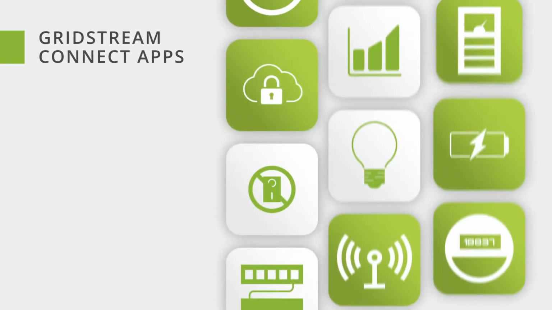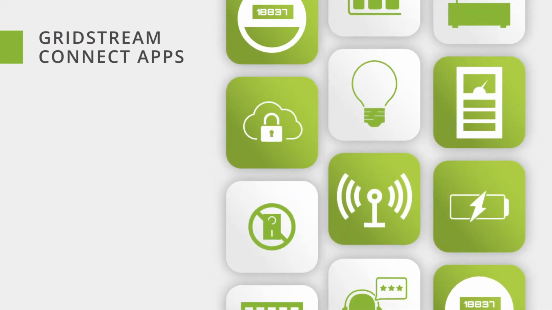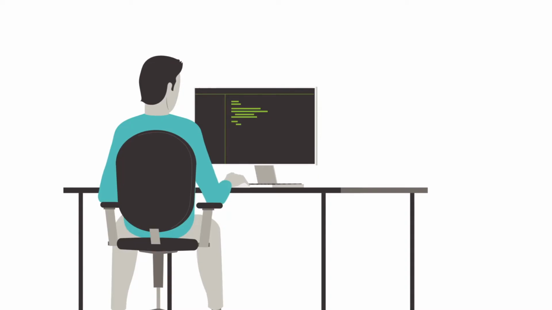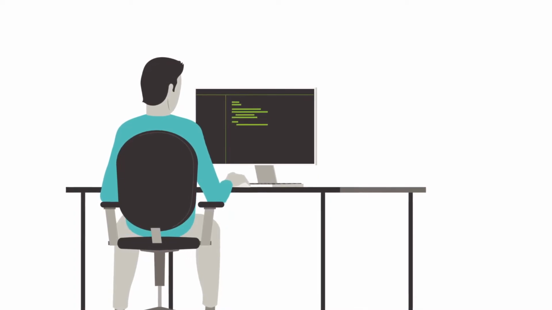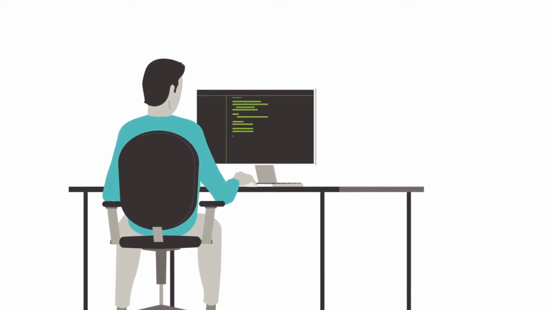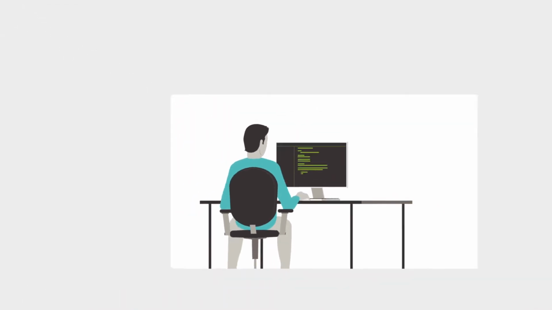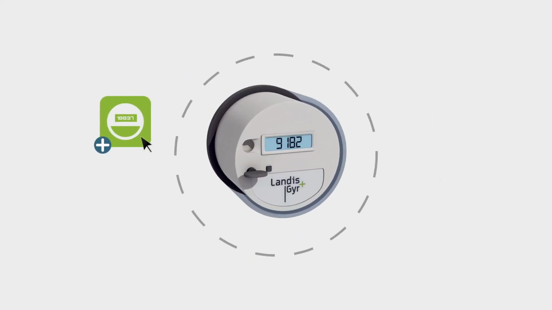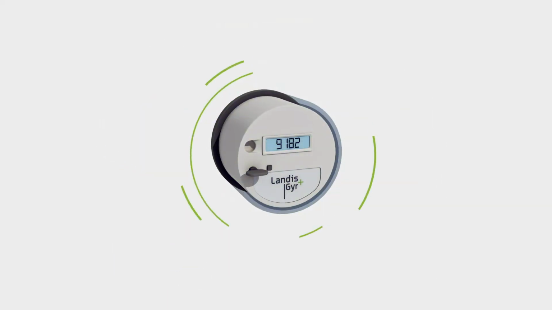At the center of that growth is Gridstream Connect Apps, Landis+Gyr's fully integrated and open applications ecosystem. Gridstream Connect Apps enables you to build secure custom solutions tailored to the unique realities of your grid, opening up limitless opportunities to better service your customers. Build custom apps in our App Studio or leverage existing apps from our App Marketplace, all of which can be installed on a wide variety of intelligent endpoints.